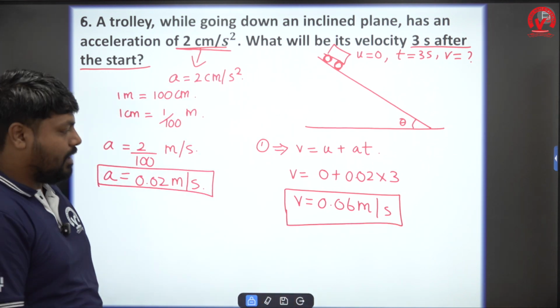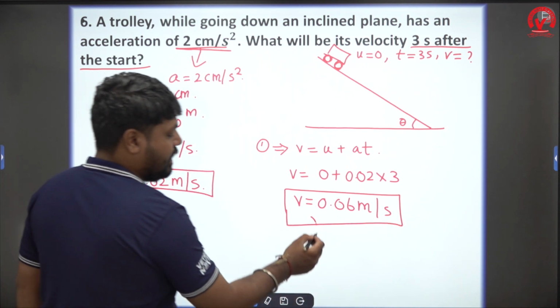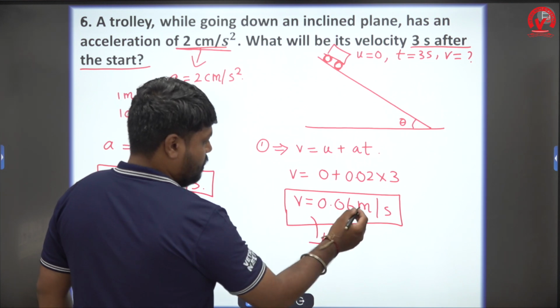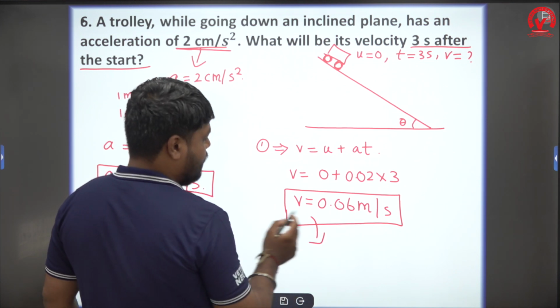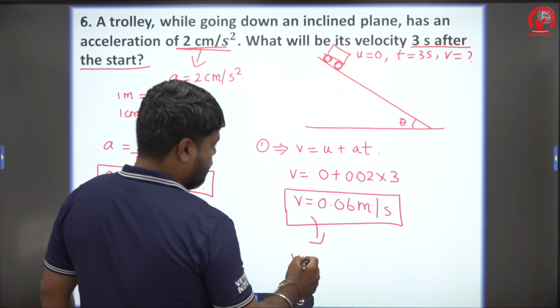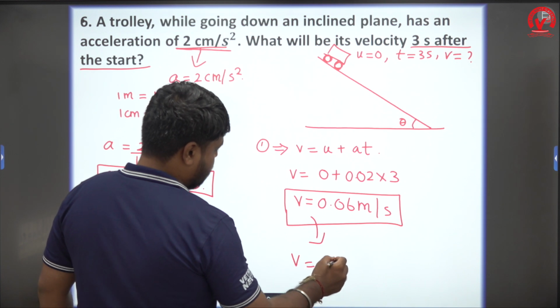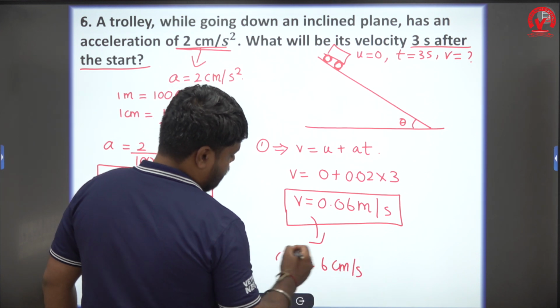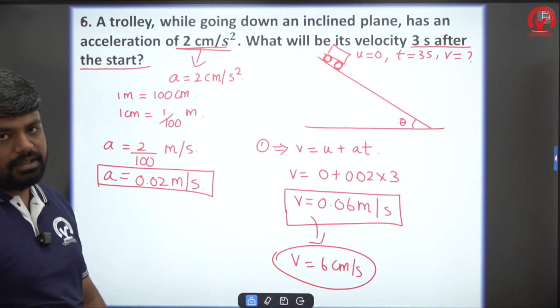Or we can say it is in centimeter per second also. So 1 meter is equal to 100 centimeter, right? So 0.06 into 100 is 6 centimeter per second. We can say it in this manner also. Okay.